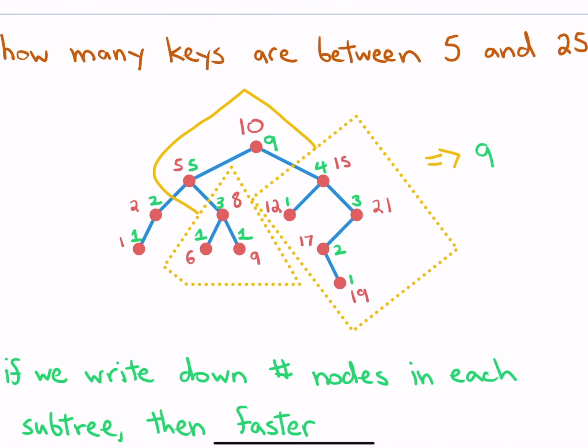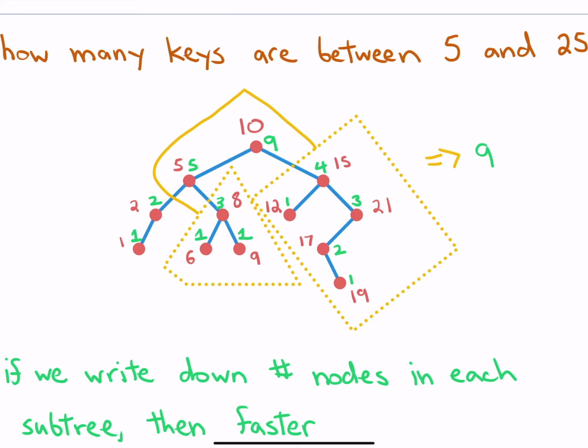All right. How many keys are between 5 and 25 here? Now, we could do something like we just did, where if I can list off all the keys, then I can just go through and count them. But that's kind of slow because you have to enumerate everything. One trick you can do is for every subtree, you can write down the number of elements in that subtree. So in lime green, you'll see that subtree that looks like a triangle, and I wrote 3 at the top because there are 3 nodes in that subtree.